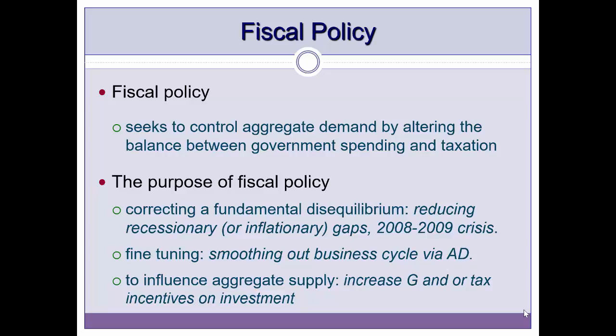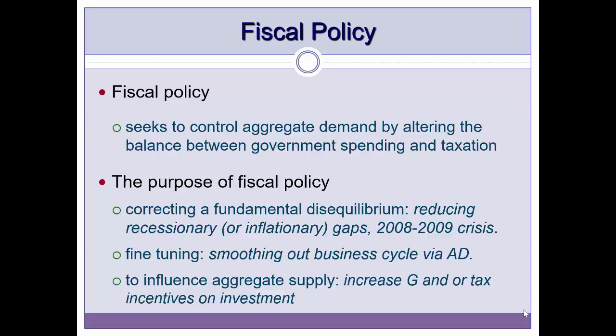Now, another purpose is to fine-tune or smooth out the business cycle, stimulating aggregate demand. So what's the role of it basically? If you remember, aggregate demand was the sum of consumption, investment, and government spending plus exports. Now G is basically related to the fiscal policy actions or fiscal policy tools.